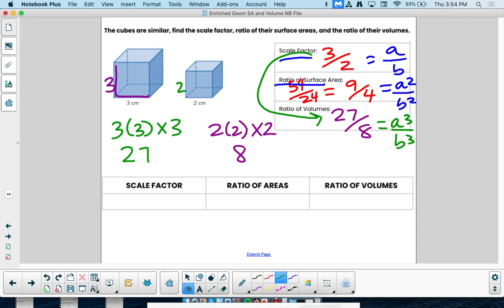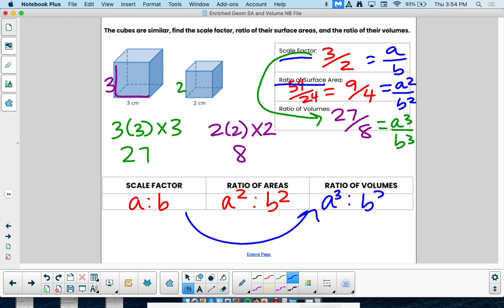So the big takeaway from today is our scale factor, we'll call it a to b. To get to the ratio of your areas, we square it. Again, that's nothing new. We learned that last chapter. The new piece here is the ratio of our volumes is a cubed to b cubed.